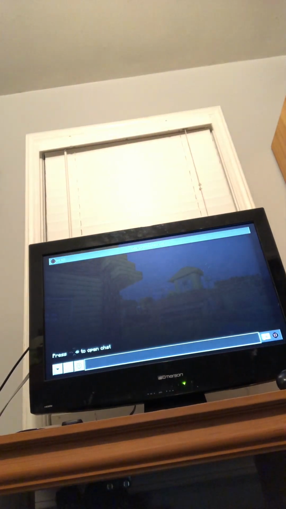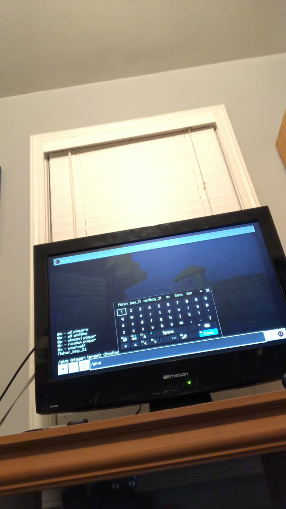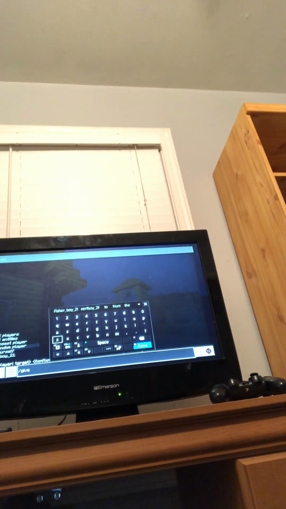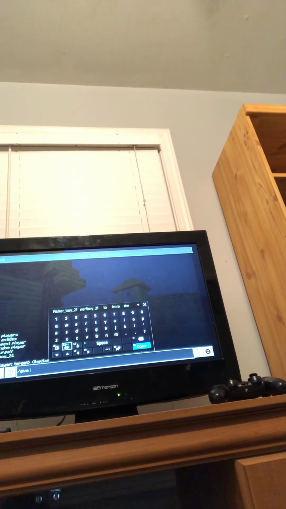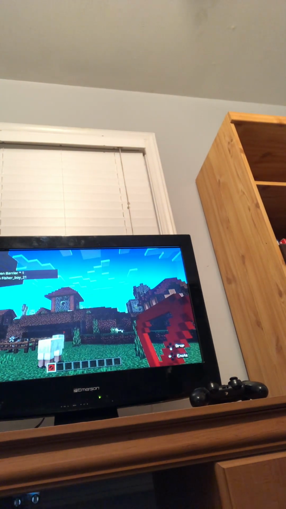You have to go to the commands and type /give @s barrier. See, it's right there. And then it gives you the barrier block.